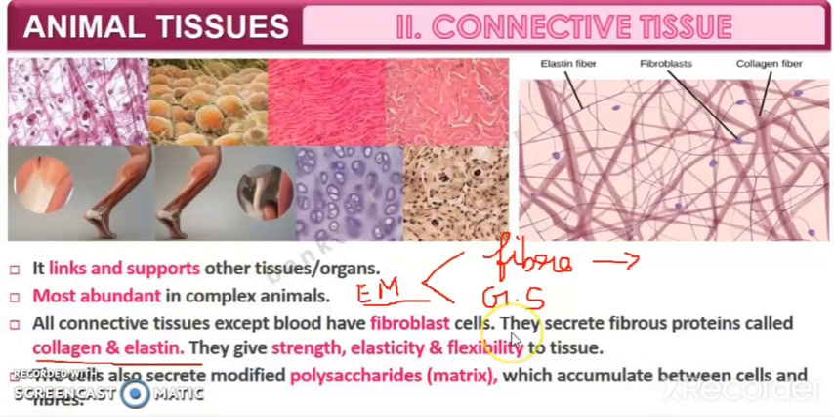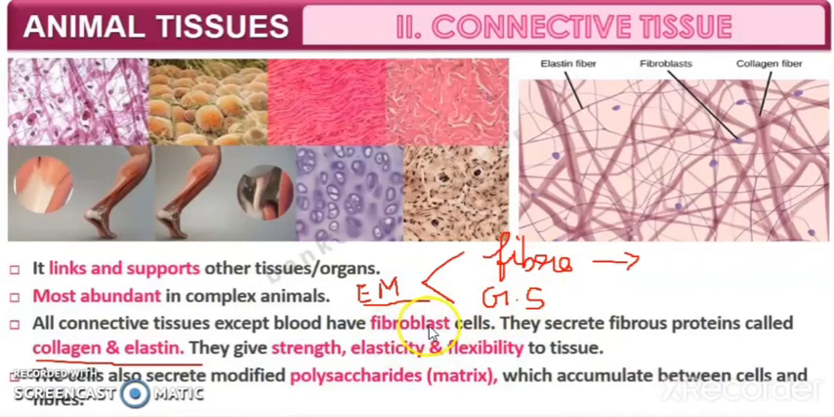Okay, there are two types of fibers which they form. They are forming collagen and elastin, right? So they secrete fibrous protein which is called collagen and elastin. Clear? Now let us see what this ground substance is. As I said, it forms the complete other part of the matrix. In the extracellular matrix, the major portion of empty spaces is covered by the ground substance, and this ground substance is also produced by the fibroblast cells.